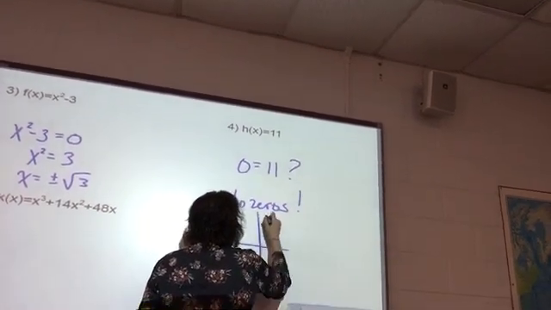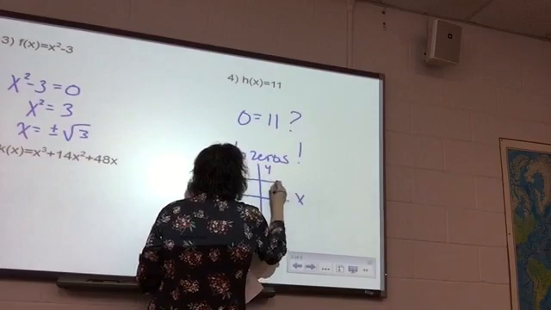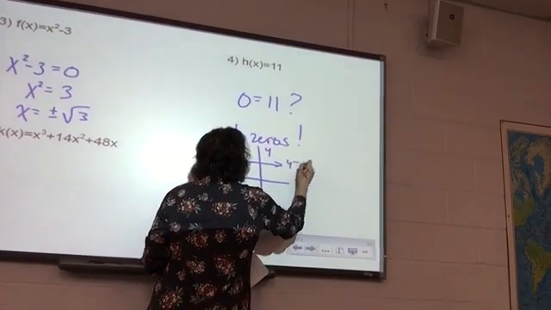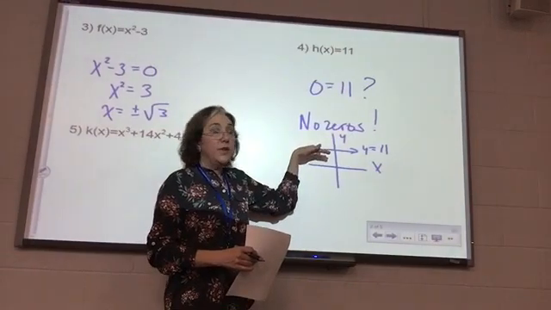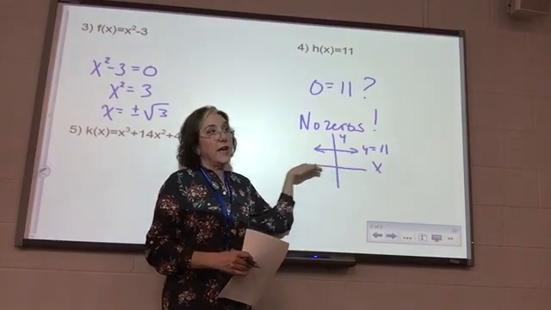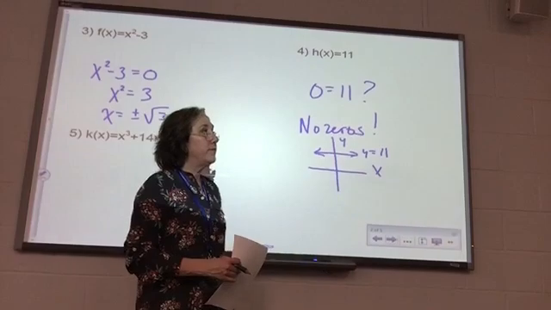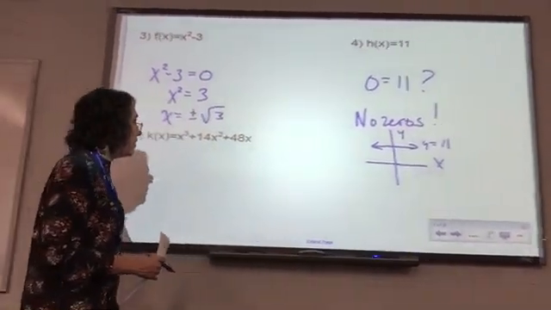Now, next week, when we review lines, we'll be looking at that. But that is the line that's horizontal at 11. No zeros means it never crosses the x-axis, because that's where y is 0. So that's a picture of what we're talking about.